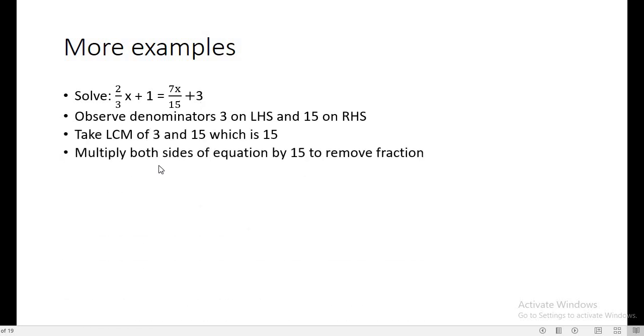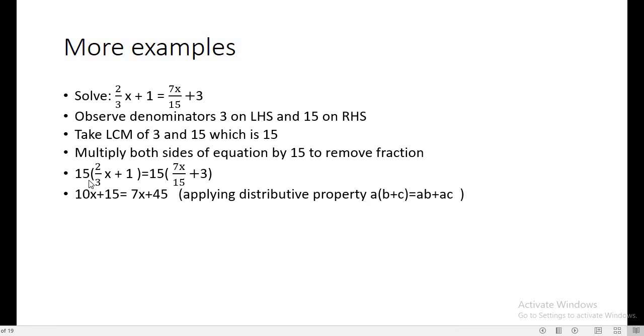So now we multiply both sides of the equation by 15, and by multiplying by the same number, the equation remains balanced. So we put 15 multiplied in brackets so that it is clearly shown that the whole of the left hand side and the whole of the right hand side are multiplied by the same number 15. Now again using the distributive property, that is 15 multiplied by 2 by 3x. So 3 divides 15, you get 5, 5 into 2 gives you 10x.